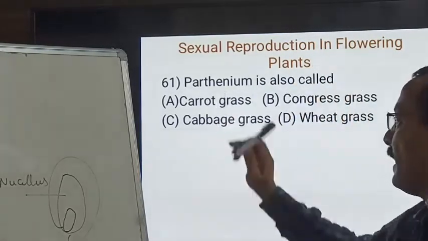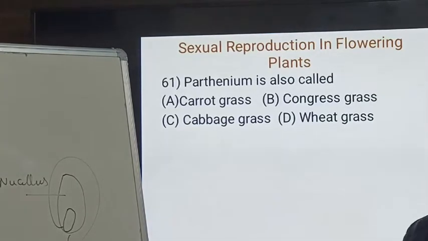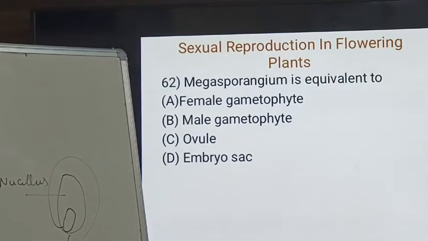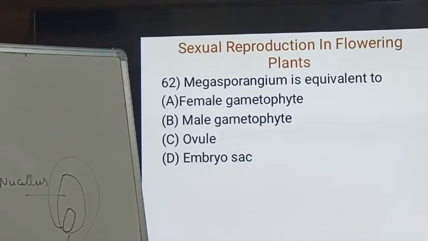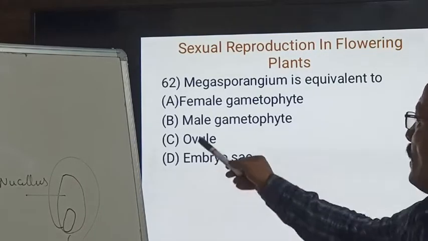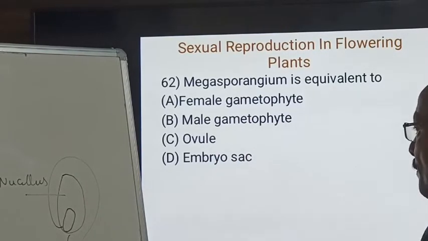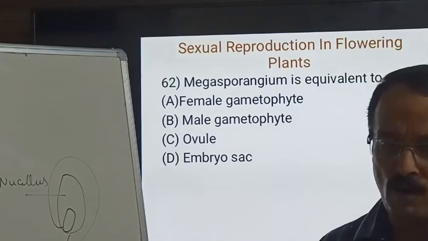Parthenium is also called carrot grass, which I have already discussed. Next slide. Megasporangium is equivalent to: the female gametophyte is the embryo sac, the male gametophyte is the pollen grain, and the ovule is called the megasporangium. So the answer is option 3, ovule.